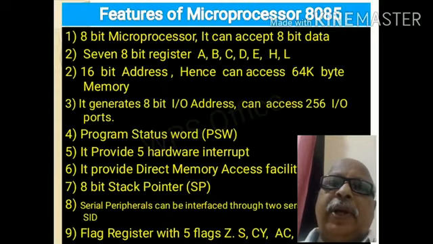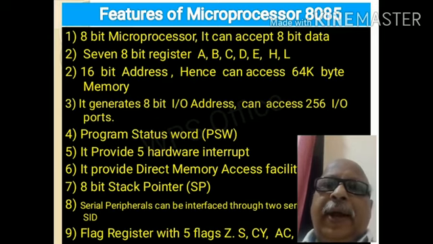So what are the different features of microprocessor 8085? First, it is an 8-bit microprocessor. It can accept 8-bit data. Then it has 7 8-bit registers. What are they? A, B, C, D, E, H and L. A is the accumulator. All calculations are performed in the accumulator.